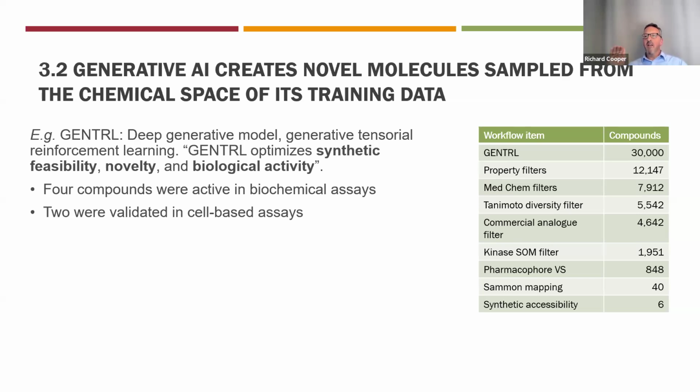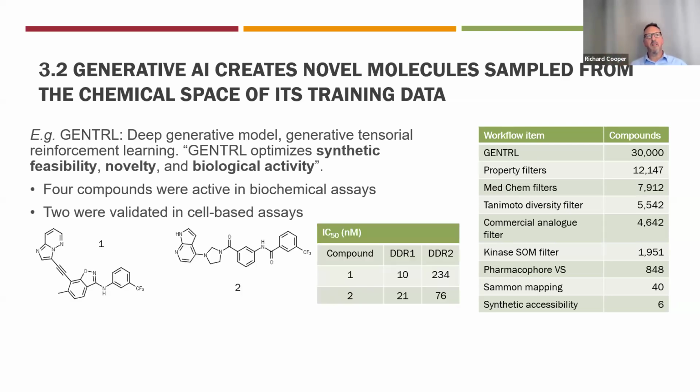And then finally, we go down from 40 to 6 in terms of synthetic accessibility. And remember that GenTRL is supposed to optimize for synthetic feasibility. So again, it's surprising that at least those 40 were not synthetically accessible. But they've ended up with 6. Those are the results with the biochemical assays and the cell-based assays.